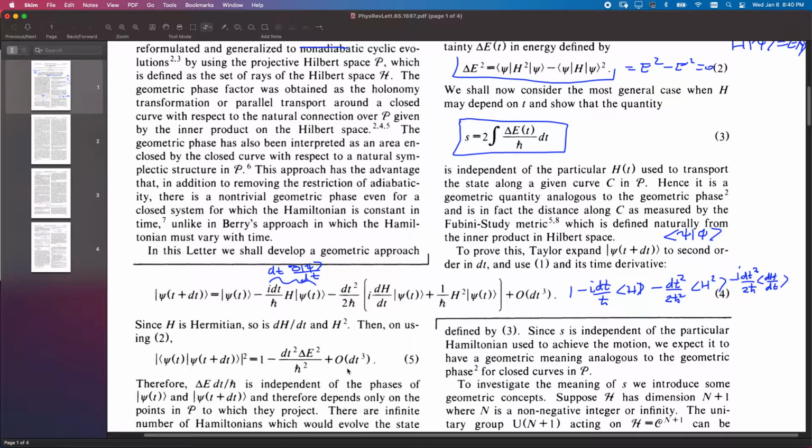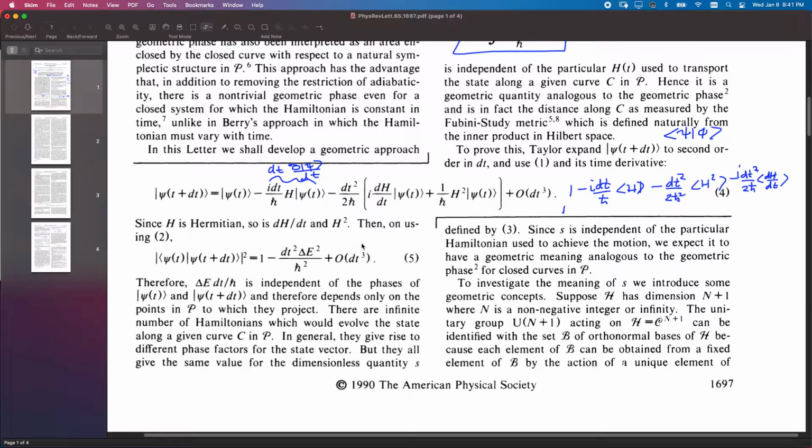Oh, I see. So when I multiply this with its complex conjugate, I get 1 times 1, I get 1. 1 times 1, I get a minus this, I get a minus. Okay, yeah, I can see that that would work. All right, so we're just neglecting anything to do with dt cubed, I guess.